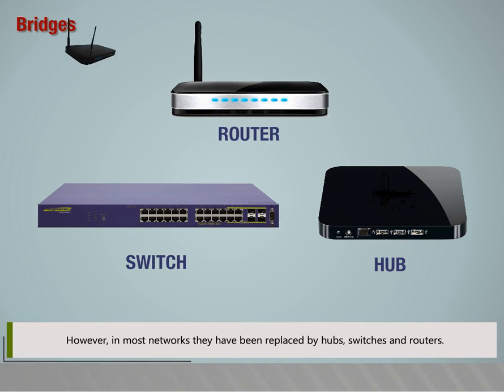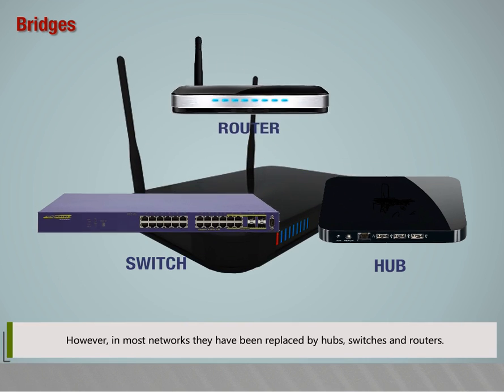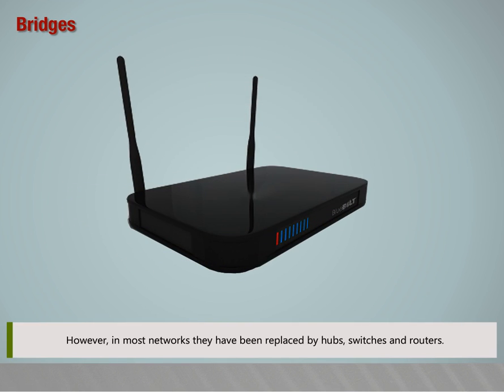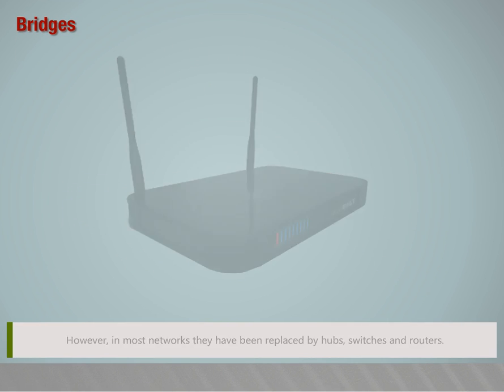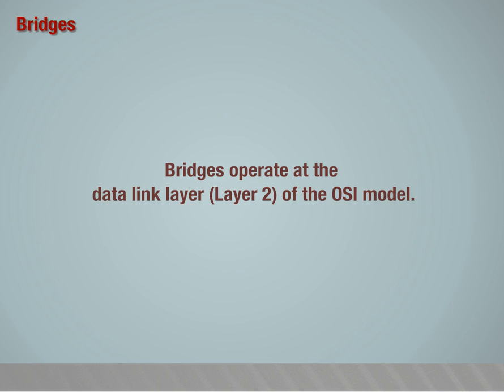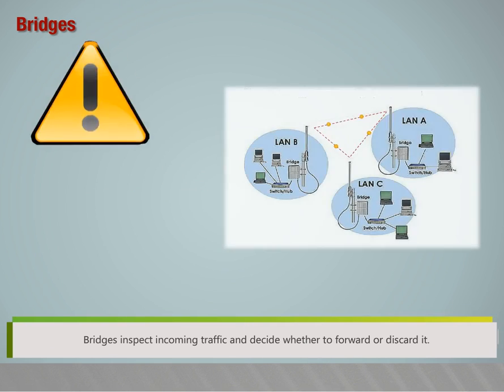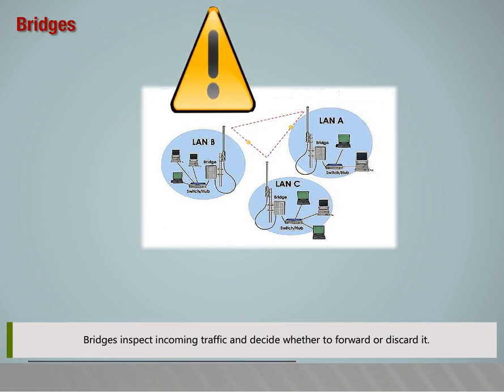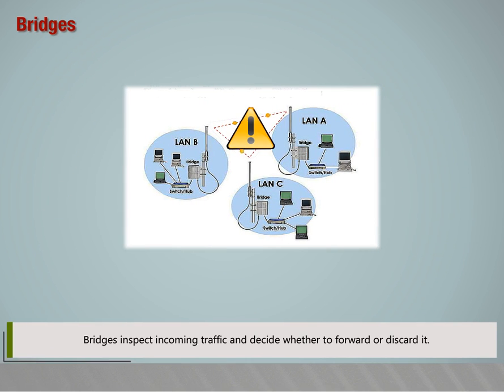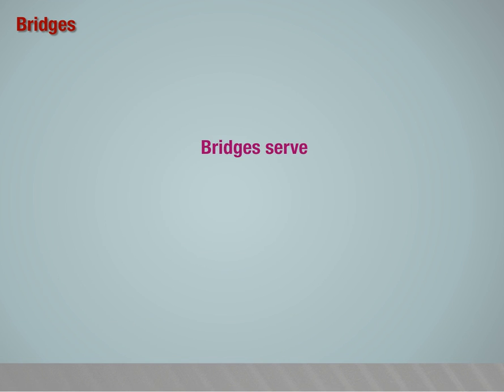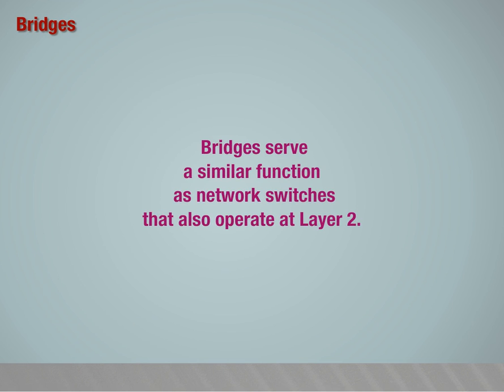However, in most networks, they have been replaced by hubs, switches, and routers. Bridges operate at the data link layer, that is layer 2 of the OSI model. Bridges inspect incoming traffic and decide whether to forward or discard it. Bridges serve a similar function as network switches that also operate at layer 2.